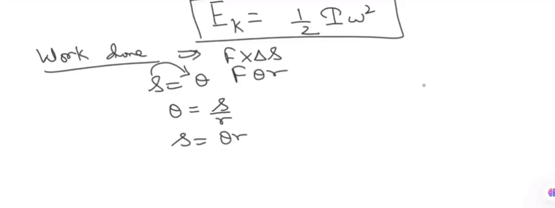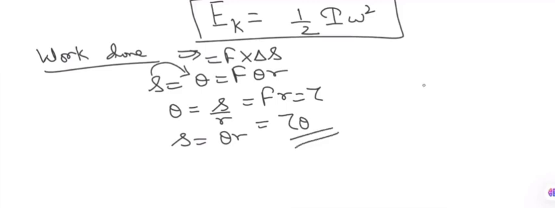Correct? Also we are aware Fr is the torque. Hence further it can be simplified as torque times theta. Work done formula.